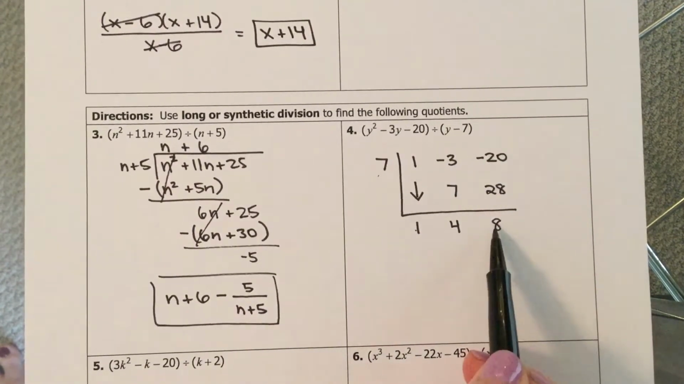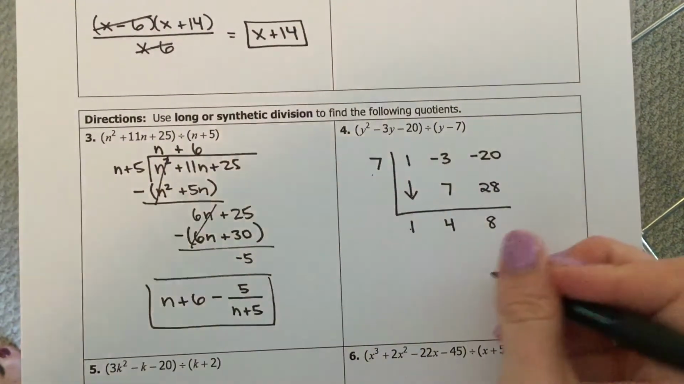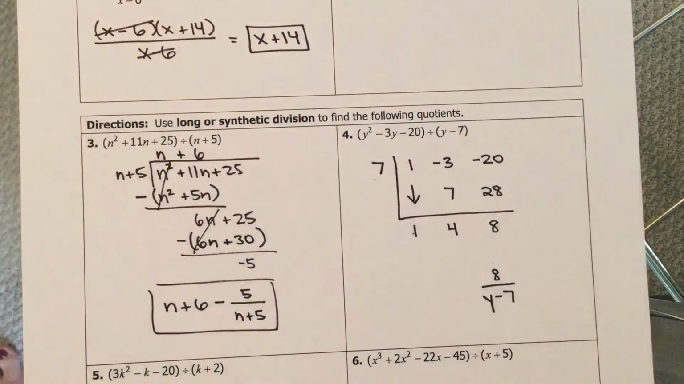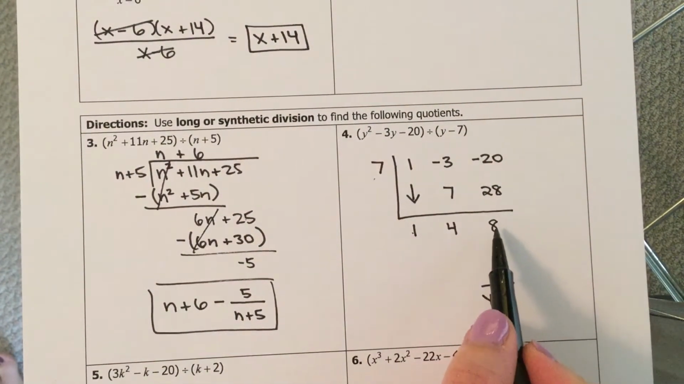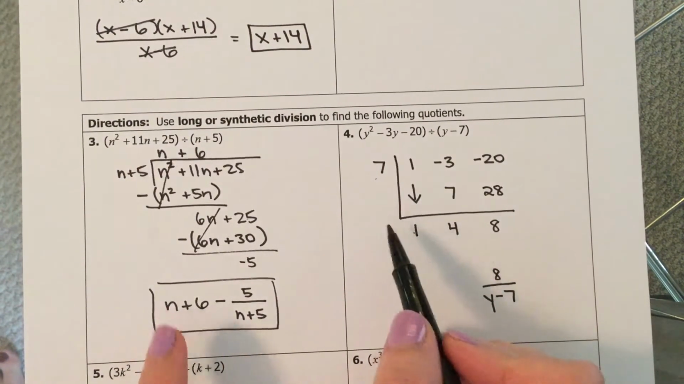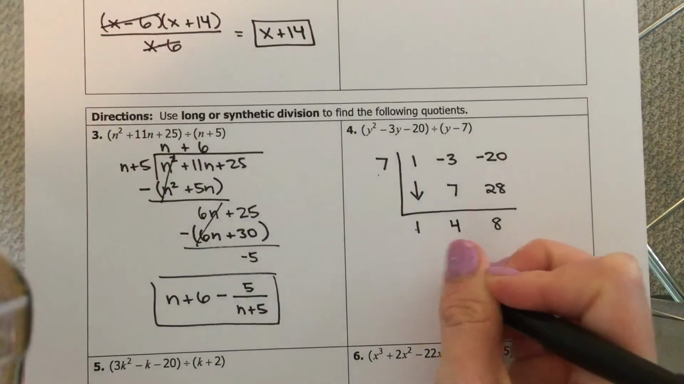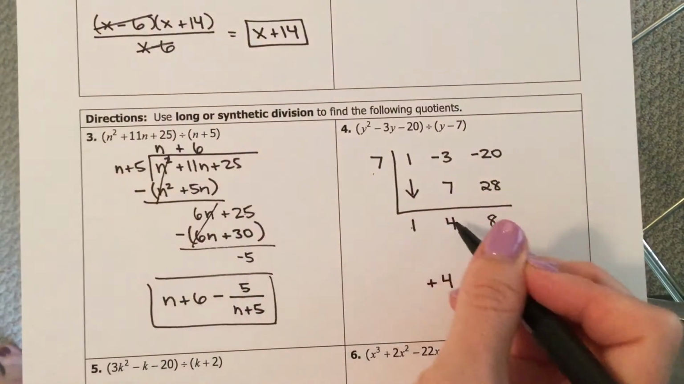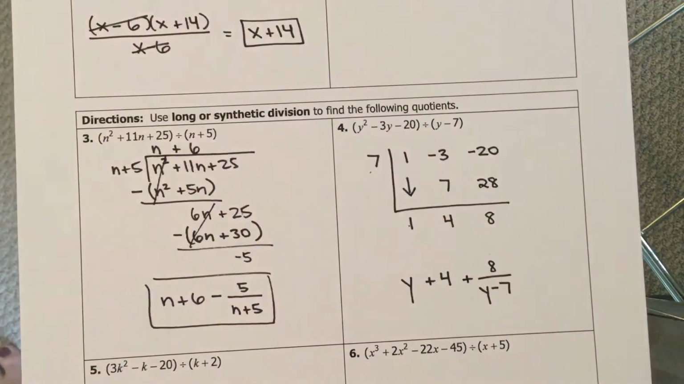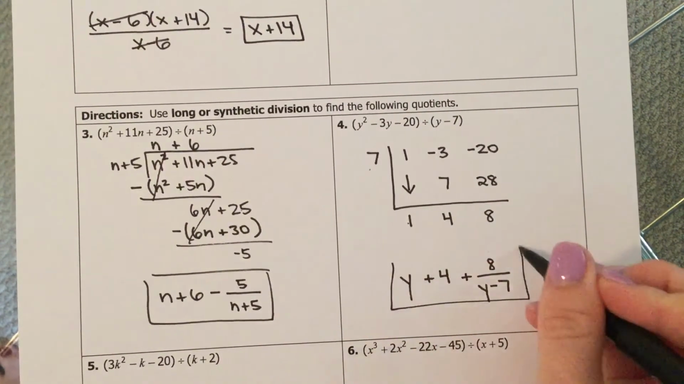So we write 8 over the divisor, just like we wrote -5 over the n plus 5. So we put 8 over the divisor, which is y minus 7. And so if this is the remainder, that means the number before is the constant, the number 4 is the first degree, and then you just keep moving like that. So before the 8 is a 4, so that means that the 4 is our constant, and before the 4 is a 1, so the 1 is the y term. Okay, or whatever variable you have, x or q, anything. All right, so this is our final answer.